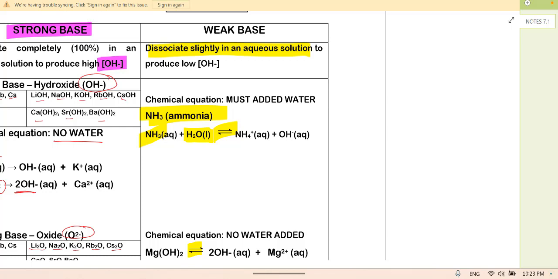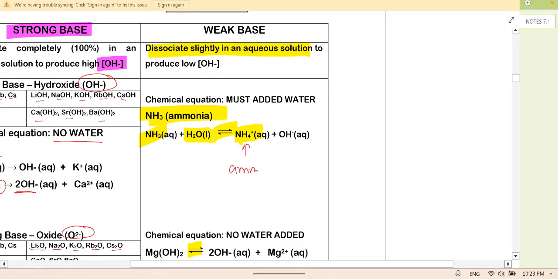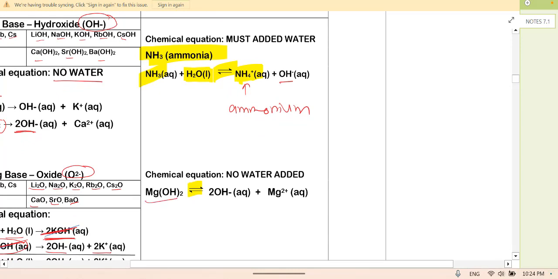Water will donate. So water acts as an acid here, donating H+ to NH3, becoming NH4+. This we call the ammonium ion. Then it will produce OH minus. So for ammonia, you need to add water. If you cannot see hydroxide, you need to add water. For magnesium hydroxide, a weak base, you can clearly see the hydroxide ion, so no need to add water.